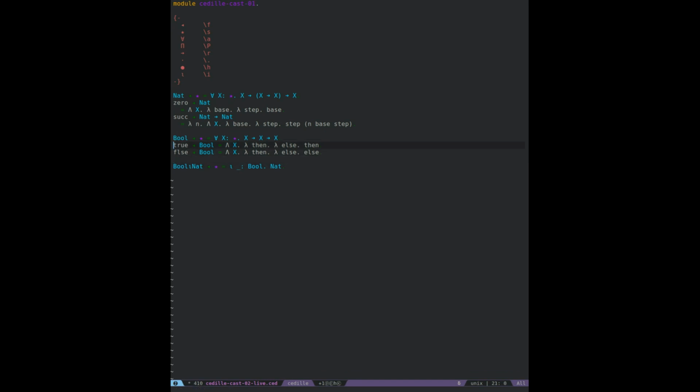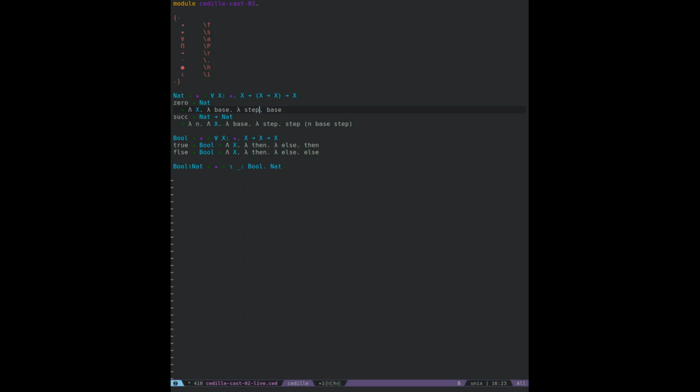So again, in Cedille, bool and nat are just types that are inhabited by lambda abstractions. And if we look closely, we see that true takes two arguments and returns the first one. And this is exactly what 0 does. It takes two arguments and returns the first one.